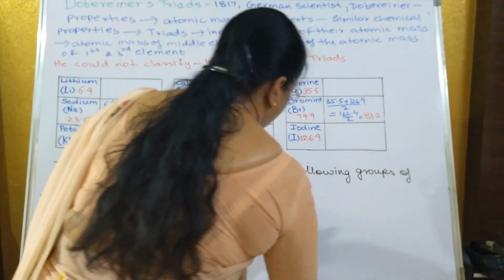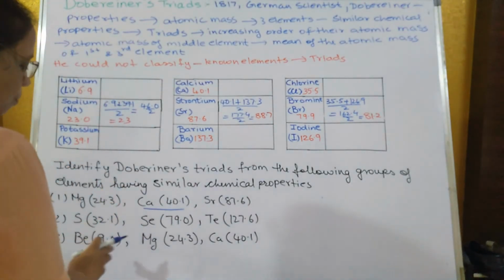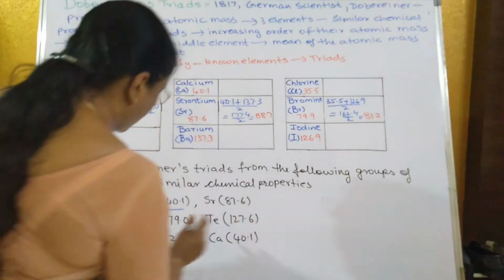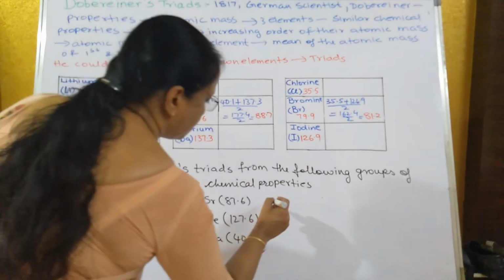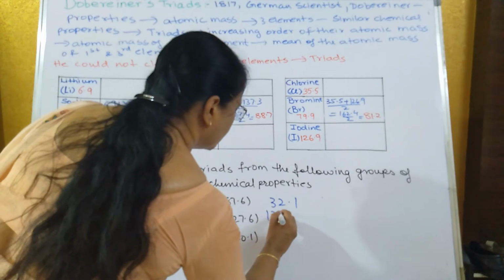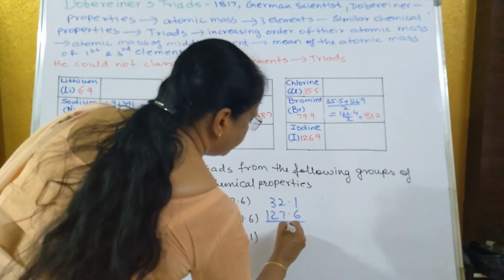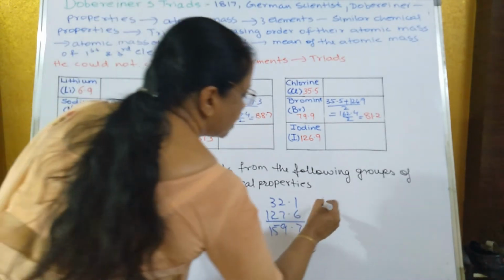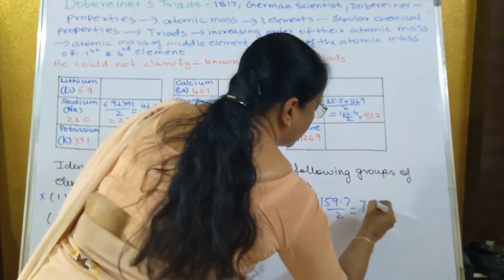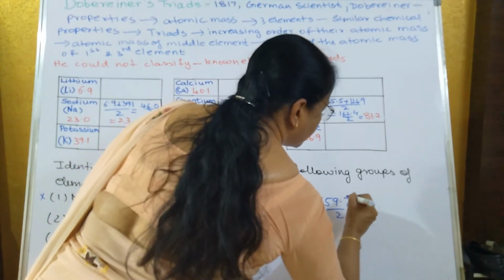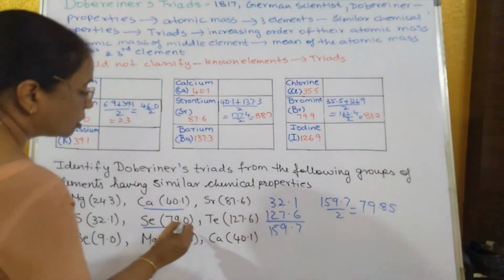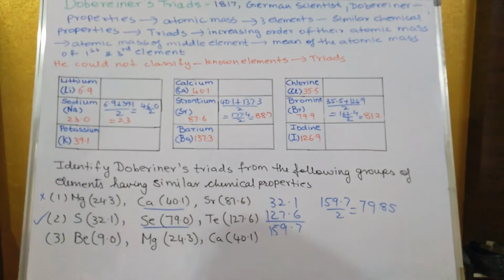Now the next one, sulfur is 32.1, selenium is 79.0 and tellurium is 127.6. So when he added 32.1 and 127.6, he got 159.7, and when he divided 159.7 by 2, he got 79.85, which is approximately equal to the middle. So does it follow Dobereiner's triad? Yes, it does follow Dobereiner's triad.